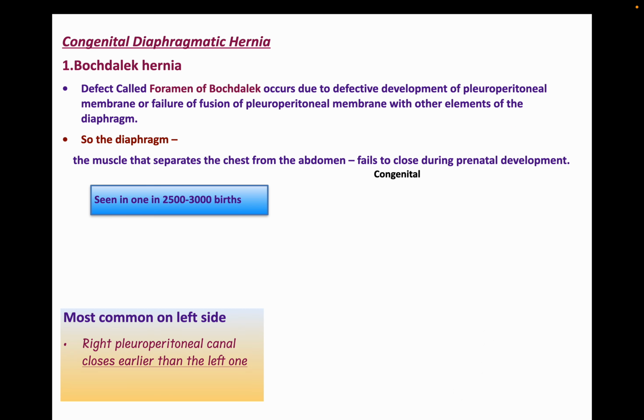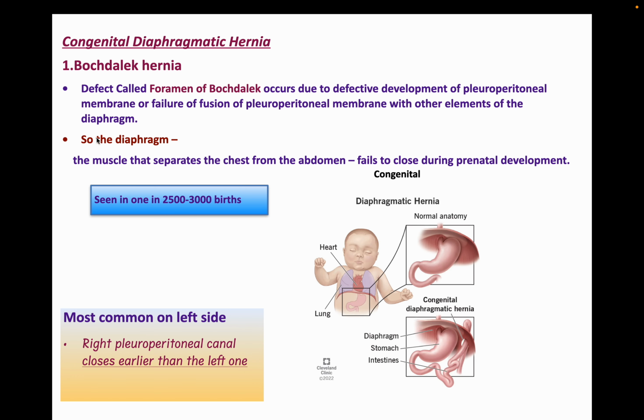Now coming to the Bochdalek hernia, it is the defect called foramen Bochdalek. It occurs due to the defective development of the pleuroperitoneal membrane or failure of fusion of the pleuroperitoneal membrane with other elements of the diaphragm. So the diaphragm, the muscle that separates the chest from the abdomen, fails to close during prenatal development. You can see in the diagram. So this is happening on the posterolateral side, that is, this is the foramen of Bochdalek. It is seen in 1 in 2500 to 3000 births. It is most common on the left side. Why? Because the right pleuroperitoneal canal closes earlier than the left one.